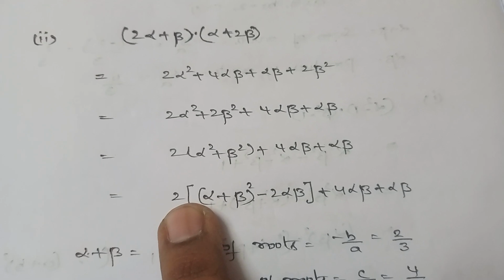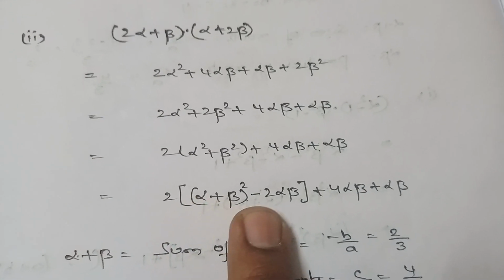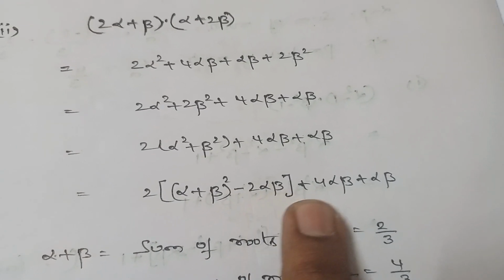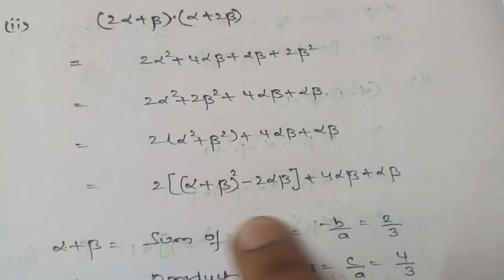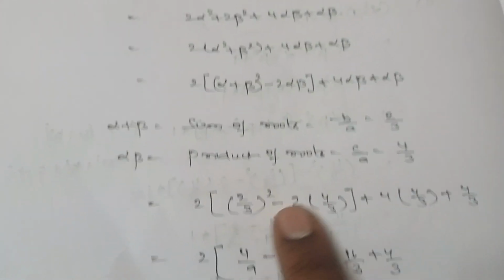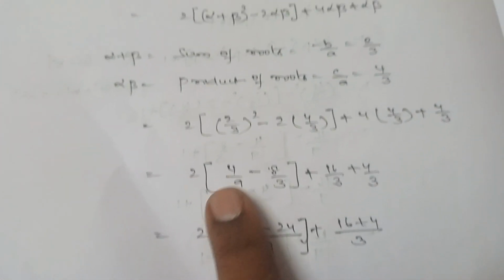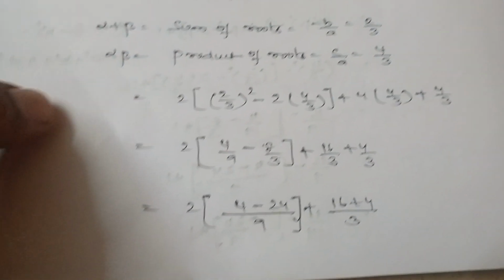So we got at the end 2 into alpha plus beta whole square minus 2 alpha beta plus 4 alpha beta plus alpha beta. So this is in the same form, right? In sum of the roots and product of the roots. So substitute the values and simplify. So I substitute the values here.